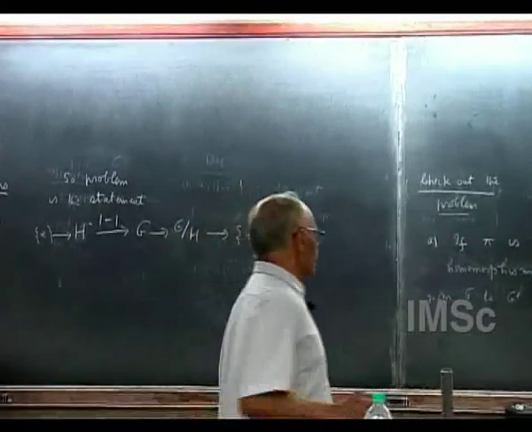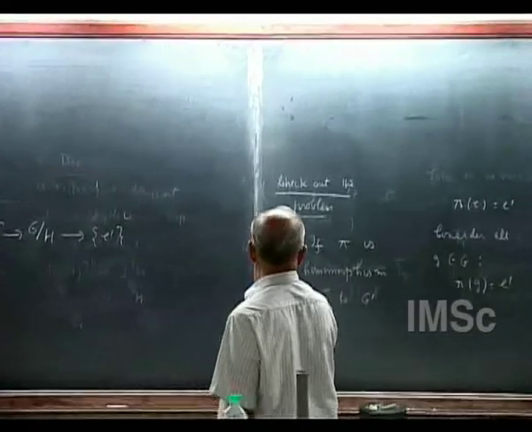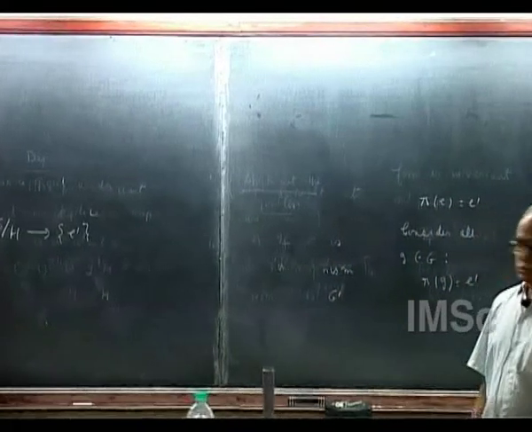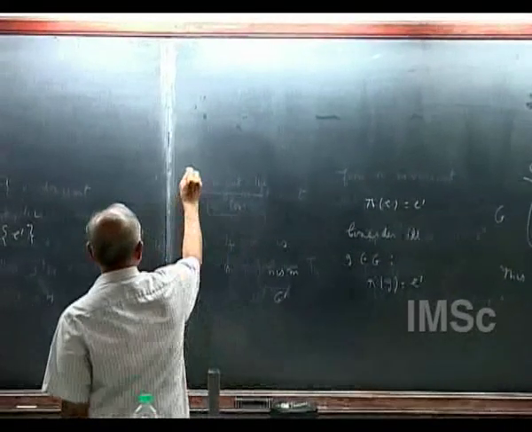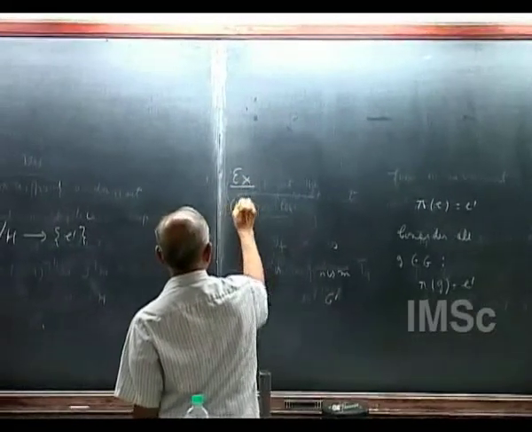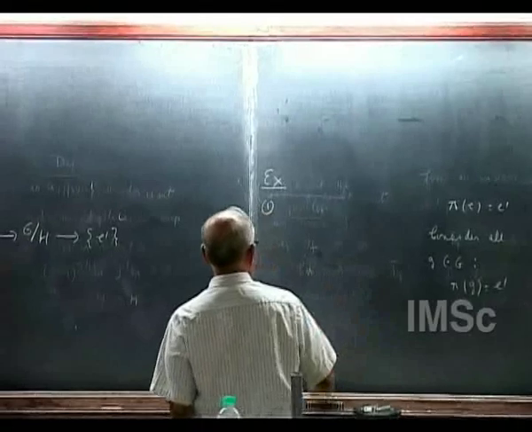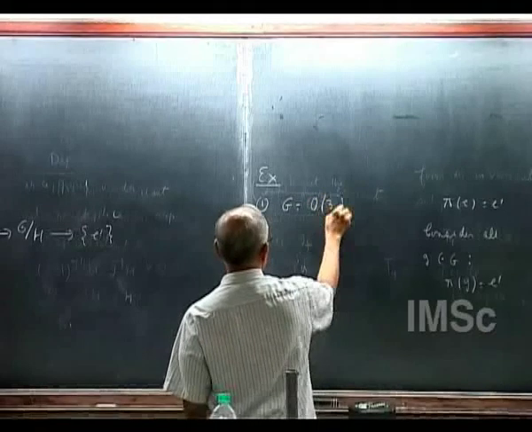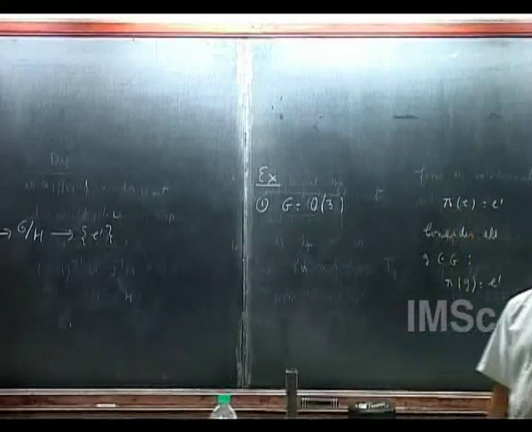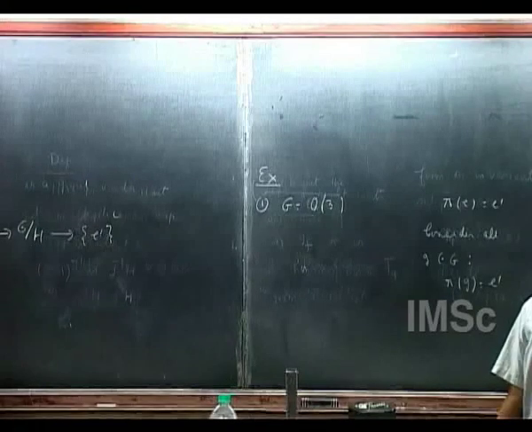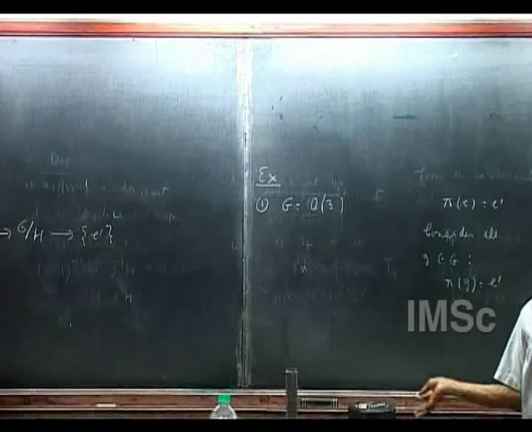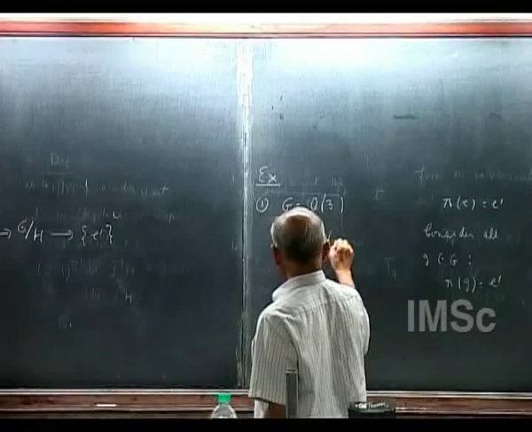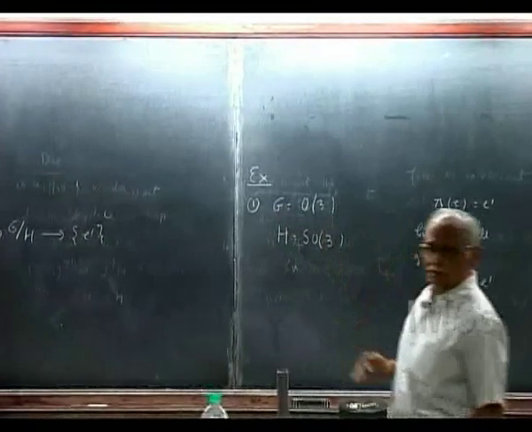Okay. So let me then go on to examples. One of the simplest examples is the following. I take G to be O3. It has real orthogonal matrices with determinant plus 1 and minus 1. I take H to be SO3. So the determinant here is plus 1.